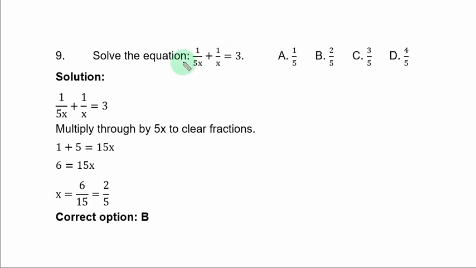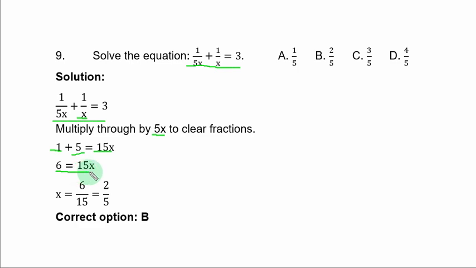Question 9. Solve the equation 1 over 5s plus 1 over s equal to 3. So this is the equation. Let us try and clear the fractions by multiplying through by the LCM, 5s. If you multiply the first term by 5s, you have 1. You multiply the second term by 5s, s cancels s, you have 5 times 1 equal to 5. If you multiply the right hand side by 5s, you have 15s. So you have 6 equal to 15s.